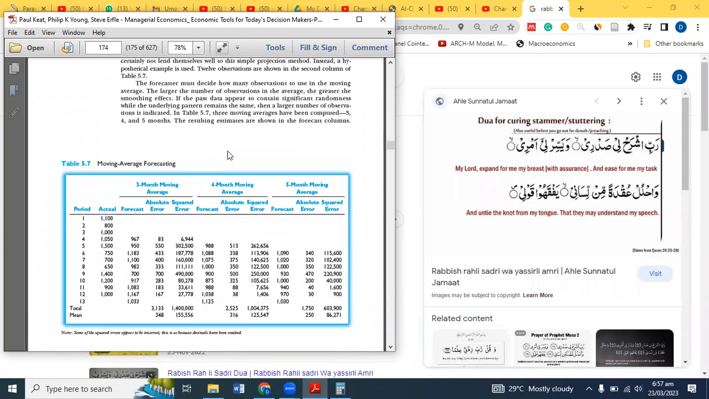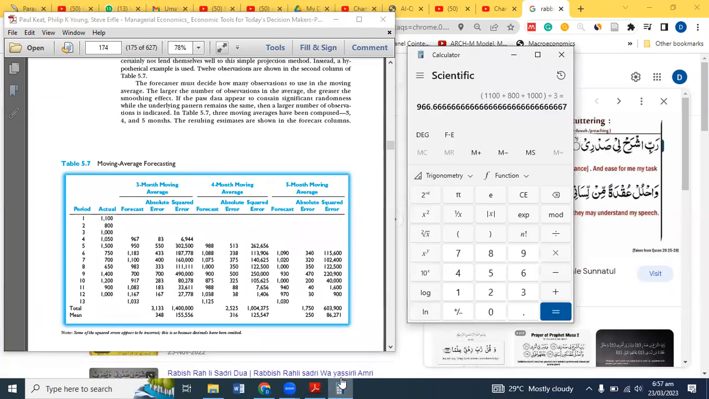This method is already given in the book of Paul Keat and Phil K. Young, Managerial Economics. However, I'm going to calculate it for you and tell you how this table is formulated. Now, let's discuss some points. First, look at the table.